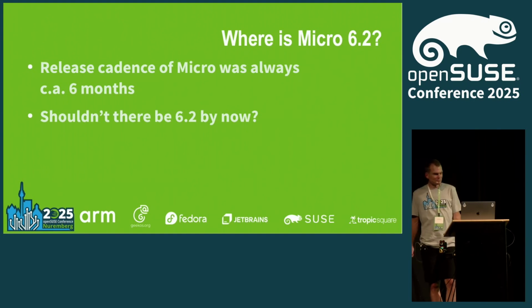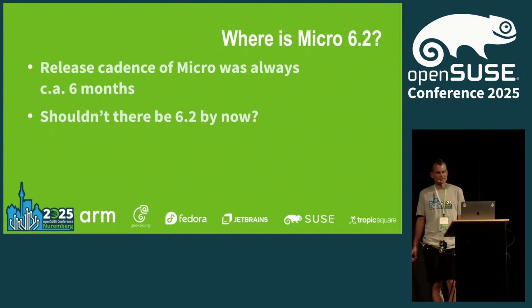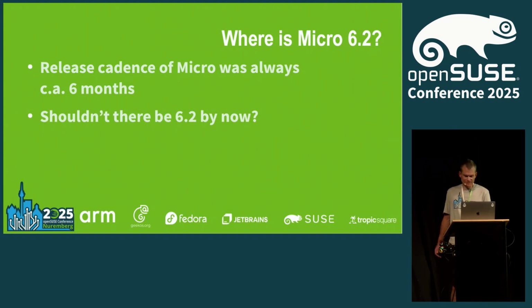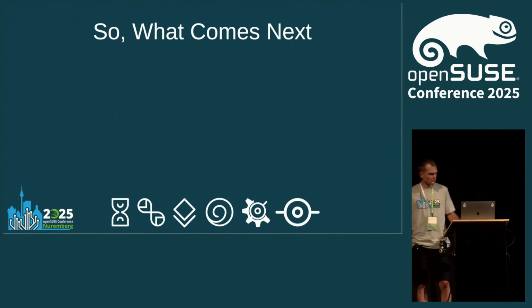So Micro 6.2 would be, according to this cadence, expected about now, but so far there is no 6.2, and with that I would like to talk about what comes next.